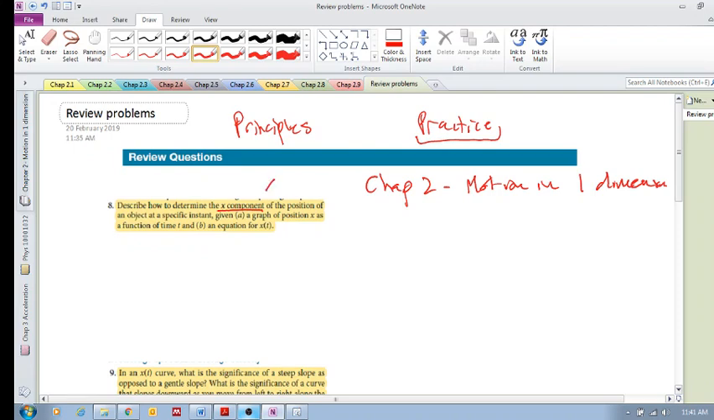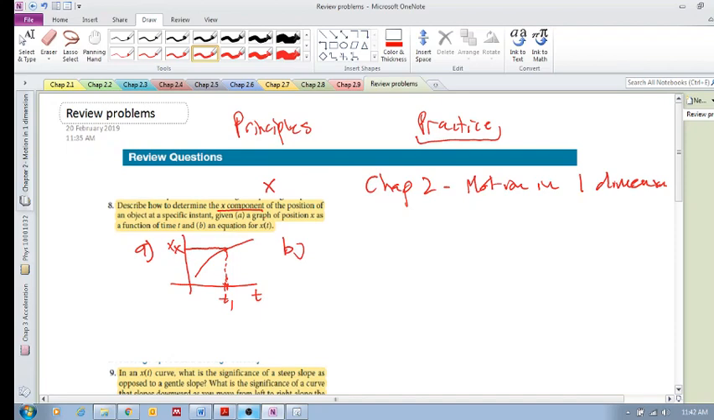So we're looking at the position of an object at a specific instant given A, the graph of position as a function of time. Okay, so if you've got a graph, say there's your position time, and your graph looks something like that. There's your position as a function of time. How do you determine the x component of the position at a certain time? Well, very simple. You pick the time that you're interested in and you go up where it hits that curve, and that is your position at that time.